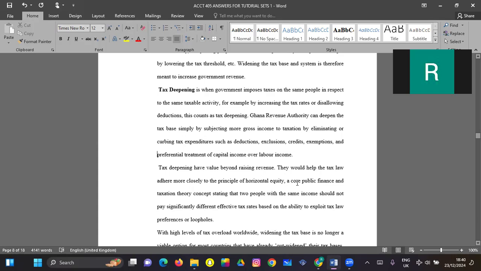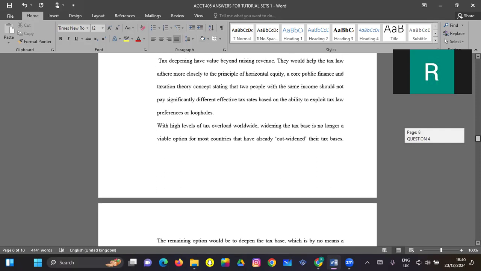The core public finance and taxation theory concept stating that two people with the same income should not pay significantly different effective tax rates based on the ability to exploit tax laws, preferences, or loopholes.